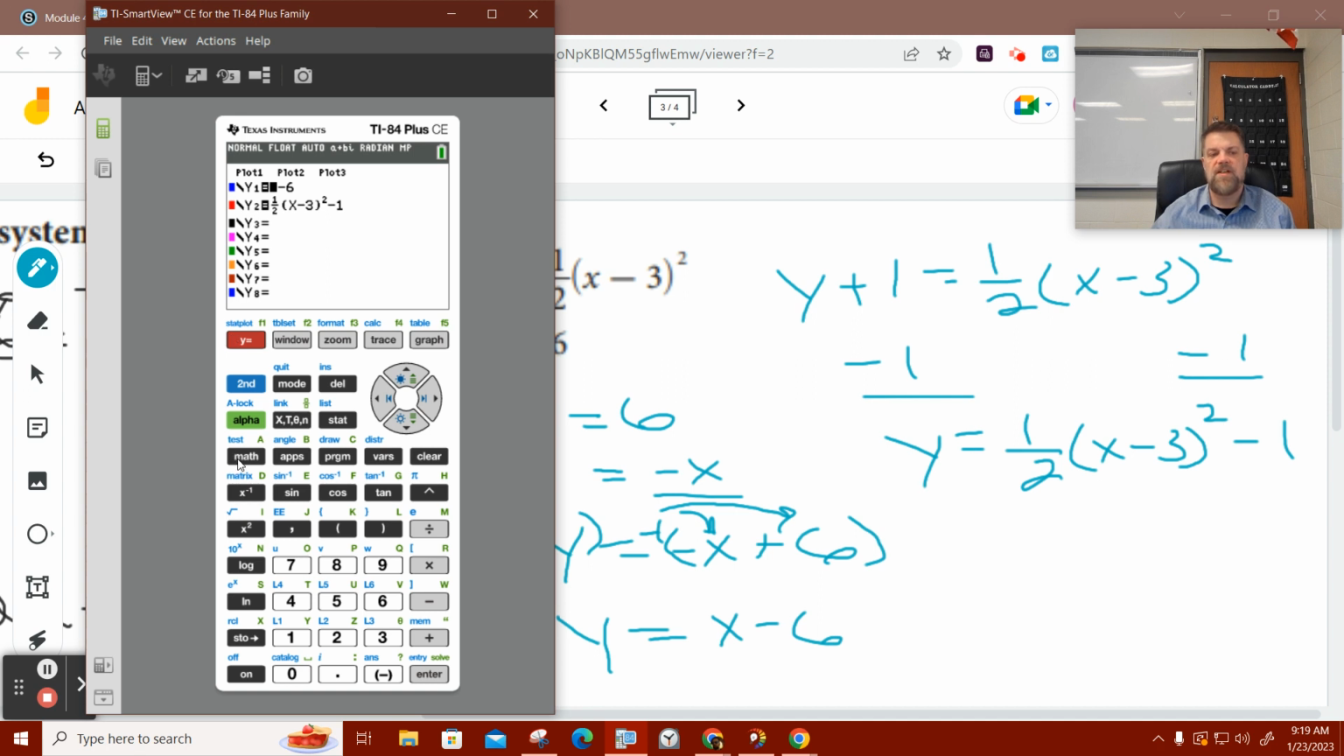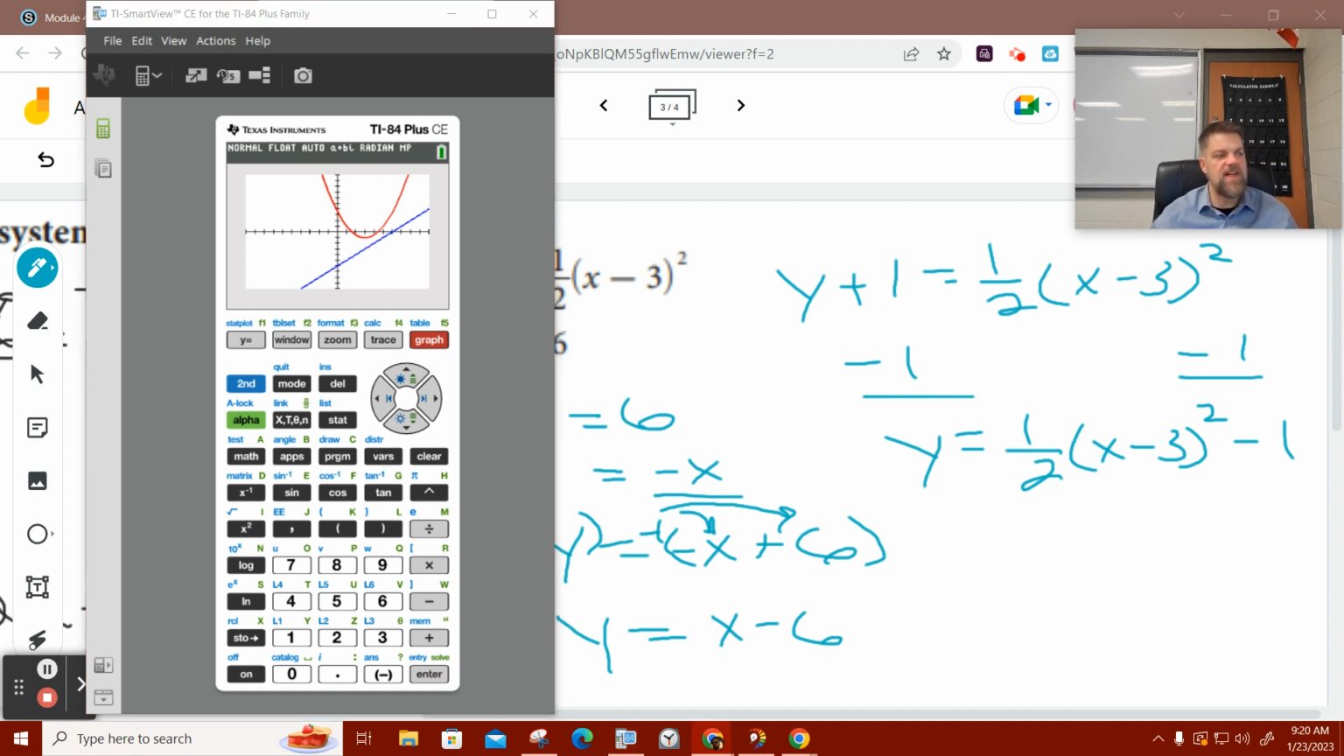Oh, remember to get a fraction, here, I'll show you on a different screen. Okay. You hit math, then you hit the cursor all the way to the right, and you choose ND. You're welcome. Okay. But anyways, when you graph it, what did we say the solutions were?